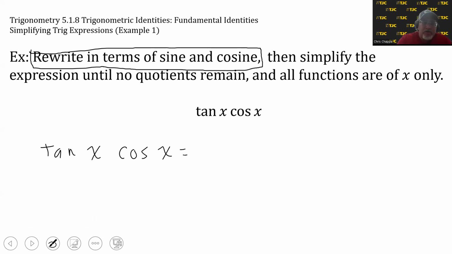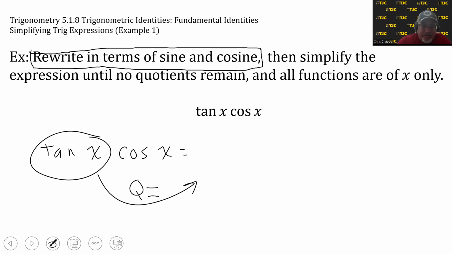So how can we rewrite tangent in terms of sine and cosine? And the answer is we can use a quotient identity. Tangent is sine over cosine, or tangent of x is sine x over cosine of x. Well, in this problem, that's followed by cosine x, and guess what happens algebraically, as if you had to guess? The cosines cancel, and we're left with sine.